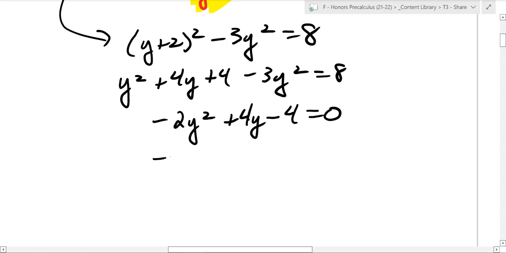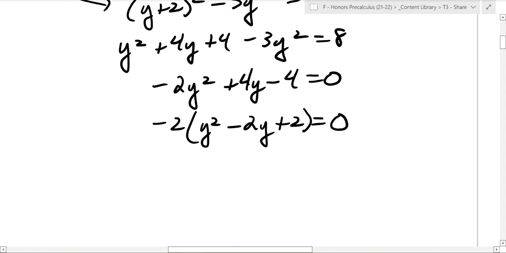We're going to factor out a negative 2 just to make this easier to factor. So it's minus 2 times (y squared minus 2y plus 2) is equal to 0. This right here is not nicely factorable.